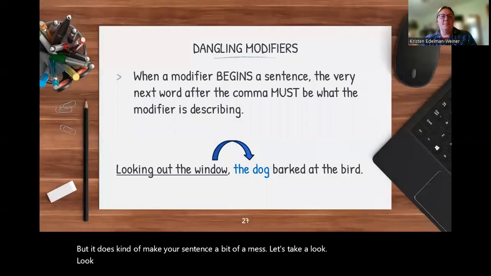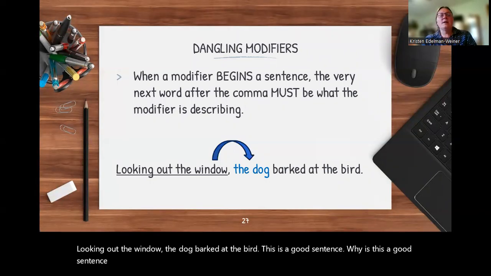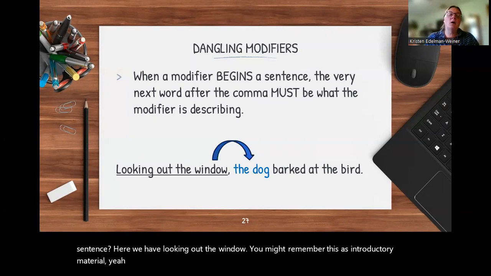Looking out the window, the dog barked at the bird. This is a good sentence. Why is this a good sentence? Here we have "looking out the window." You might remember this as introductory material. Yes, it's also considered a modifier.